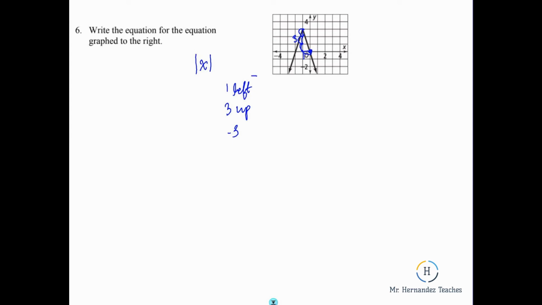Well, these are all the transformations. Now we can write the equation. y is equal to -3 times the absolute value of x. So it's -3 because that's the slope, times the absolute value of x. Now we're going to go 1 left, so that's going to be +1. Close absolute value, and then we're going to go 3 up, so that's going to be +3. So that is my absolute value equation for that graph.